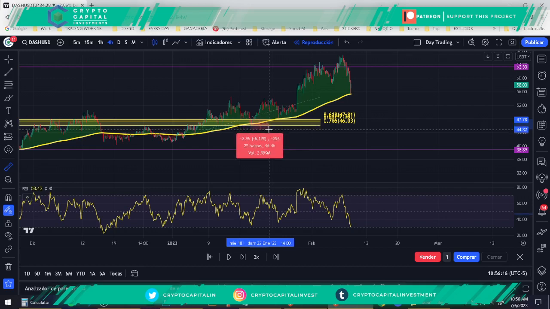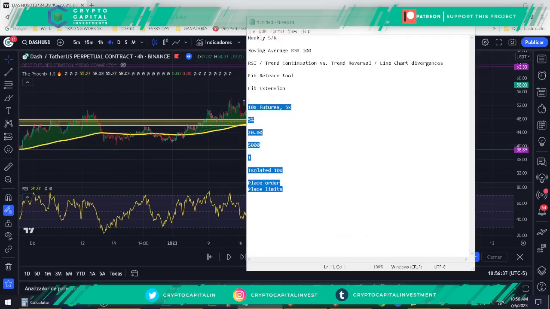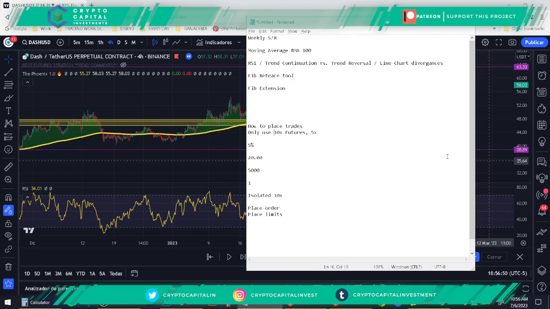Now, if it goes even further, which is below the level, then something is really wrong, and then it would be liquidated, right? Always look for that. Also, there's one thing I missed here. I'm sorry. There's another thing. This is how to place trades. Only use 5x, 10x.